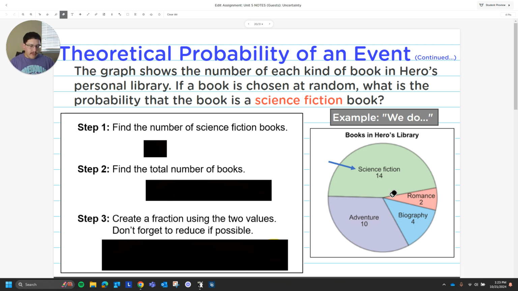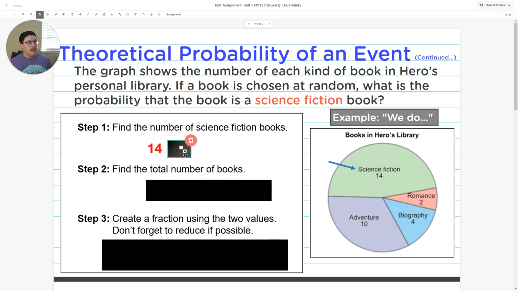So this example is another one that we would normally do in class, but since this is a video, I'm going to go ahead and go through it. Find the number of science fiction books. Step 1. Looking through, I have science fiction, romance, biography, and adventure. Science fiction says there's 14 books in Hero's library that are science fiction. So 14 is my desired outcome.